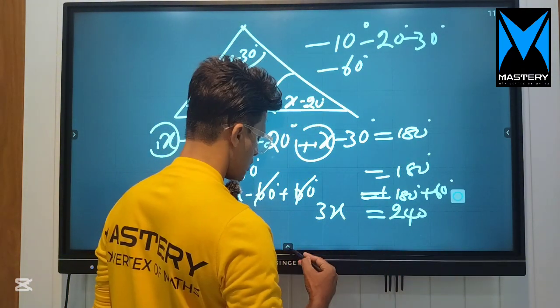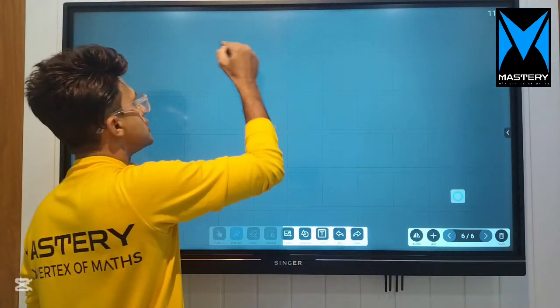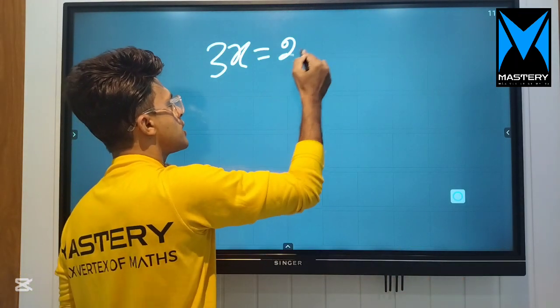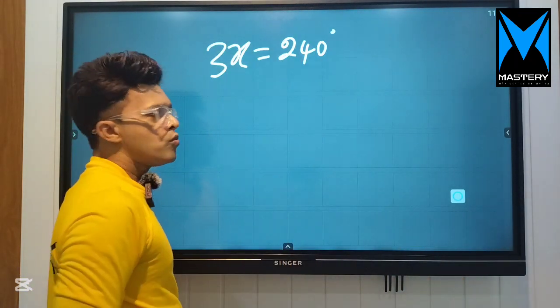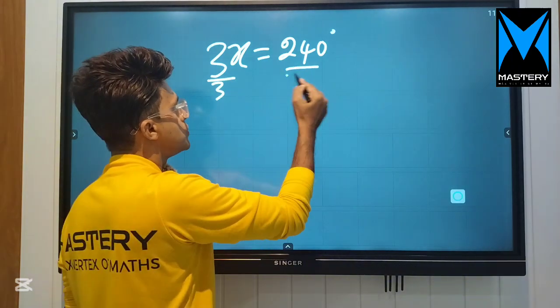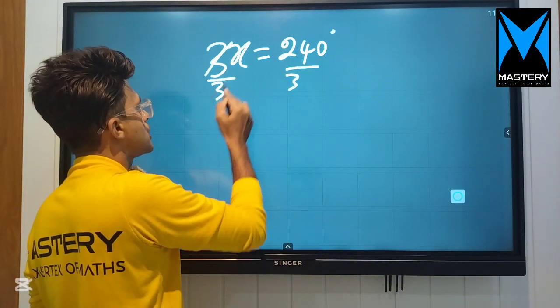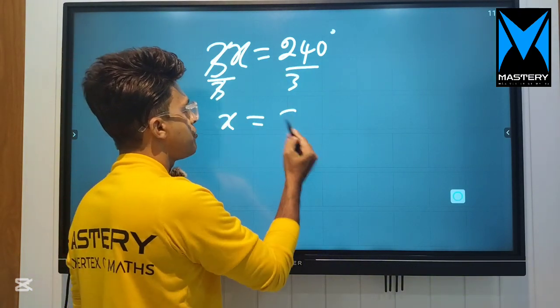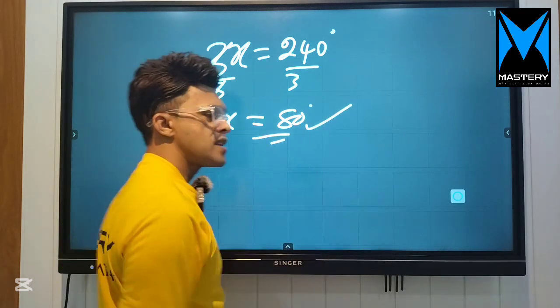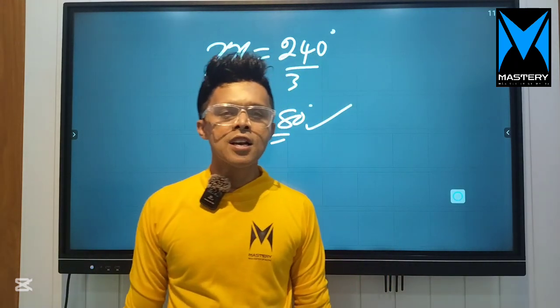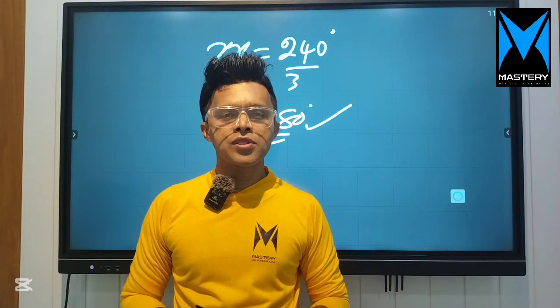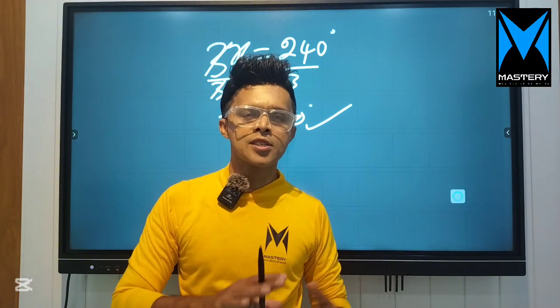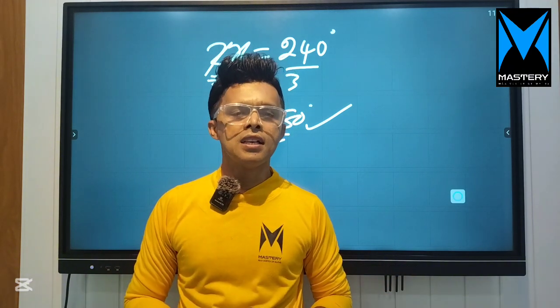So 3x equals 240 degrees. Now you are able to divide both sides by 3. So the value of x we are able to get as 80 degrees. Okay, so these are the basic sums related with the sum of interior angles of a triangle.